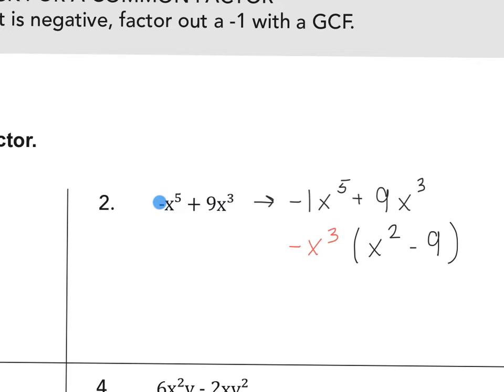Before we move on to the next one, let's double check our work, make sure everything is good. We are going to want to distribute our common factor back into the parentheses. Negative x to the third times x squared leaves you with negative x to the fifth. Negative x to the third times negative 9 leaves you with positive 9x to the third. Sorry about that. And yes, that is the same. So therefore, the expression we factored is correct.